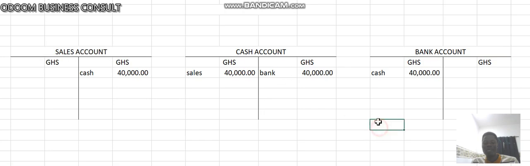So cash sales banked is between the sales account and the bank account. So since it's between sales and bank, over here it will be bank. You record it in the name of bank, and over here too in the name of sales, because the cash will cancel out, and once it is cancelling out, it will not be used in the recording. So anytime you have this transaction between your sales account and your bank account, this is how to record cash sales banked.